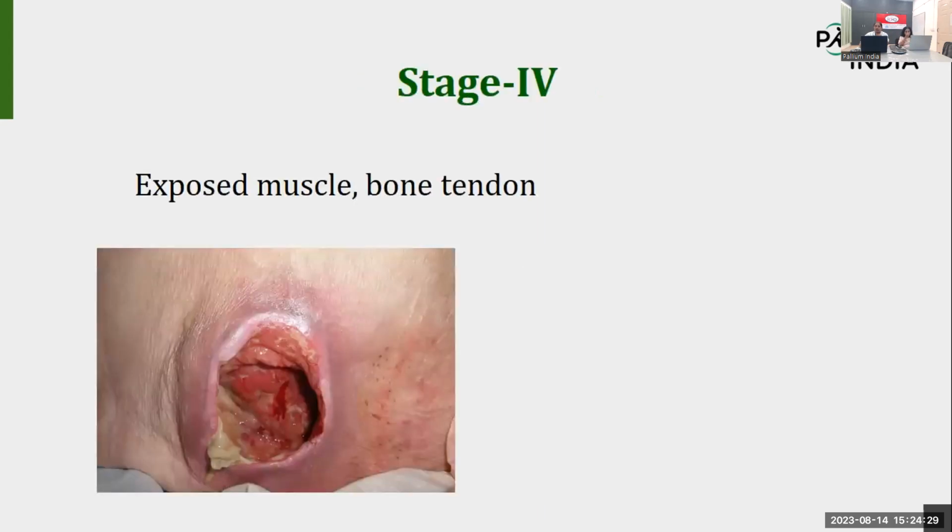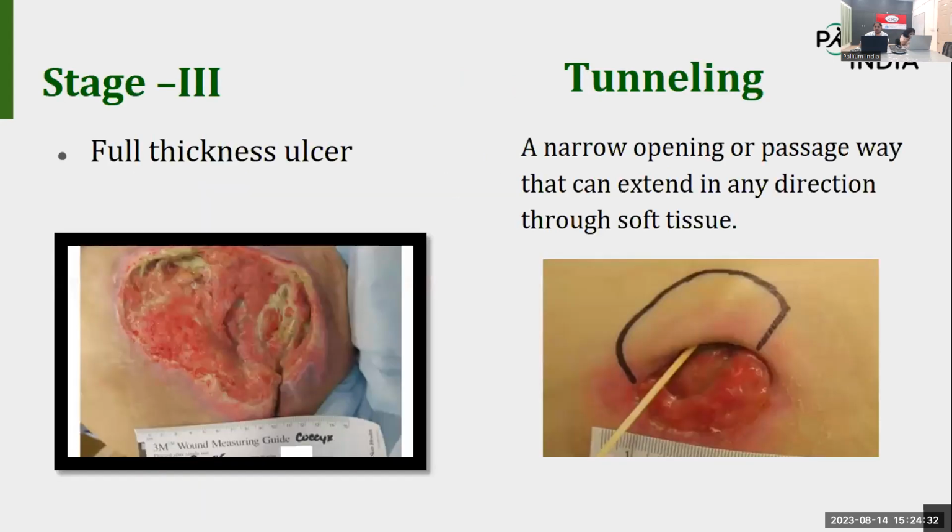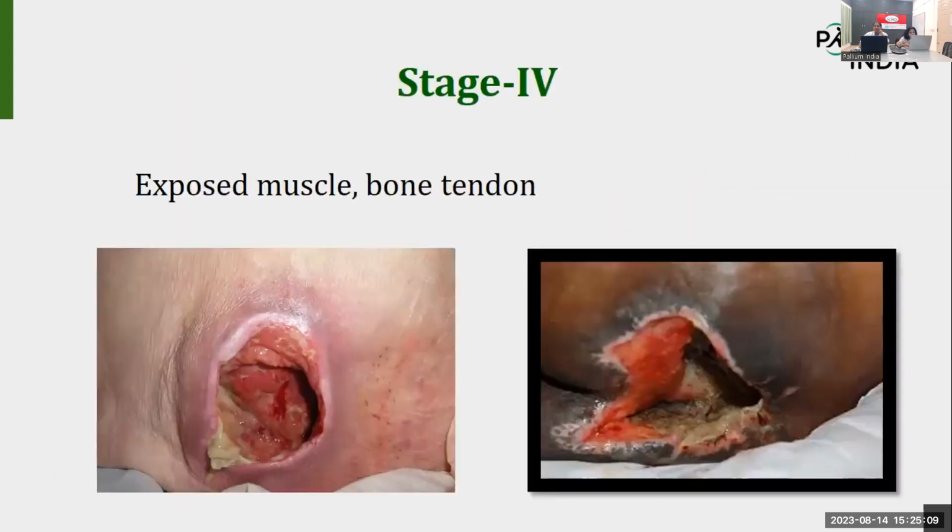So for those who have not responded, I would like to show the slide again. In the third stage, after the full thickness ulcer, there can be formation of tunneling, that is a narrow opening or passageway that can extend in any direction through the soft tissue. We have to be extra cautious about whether tunneling is there or not, so whenever we are doing a dressing we have to note whether the tunnel is extending more into the soft tissues or not. Thank you for responding.